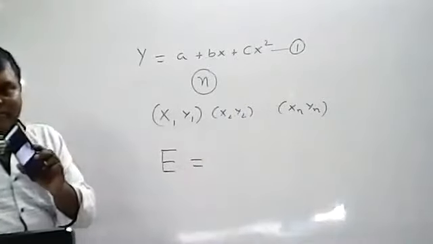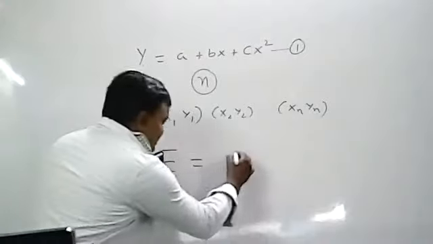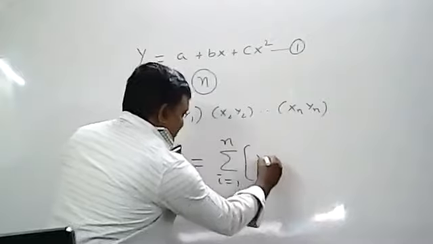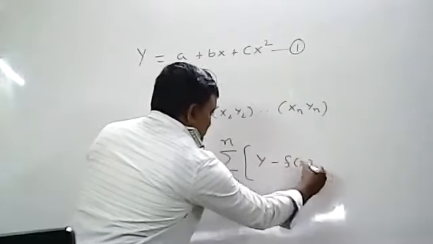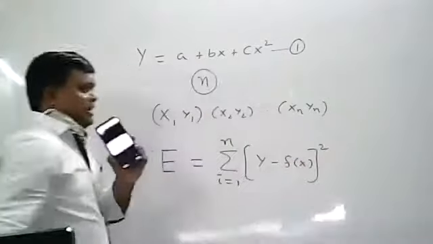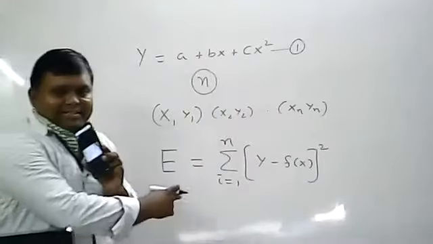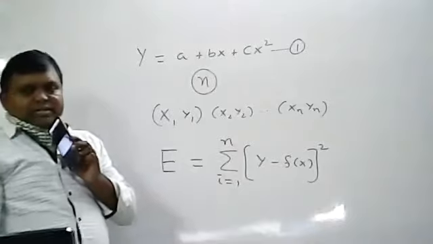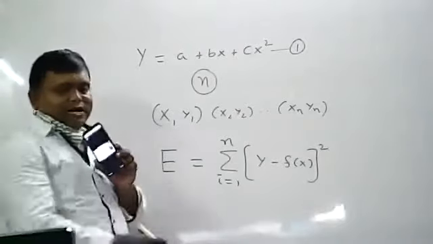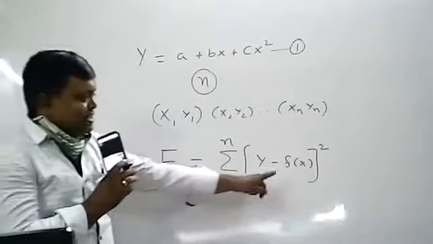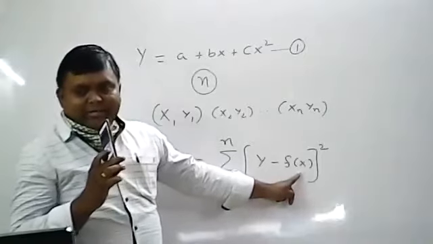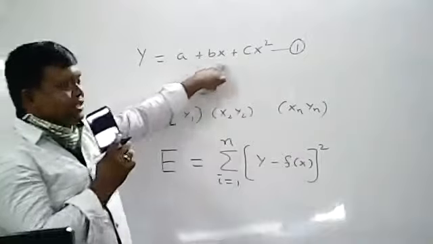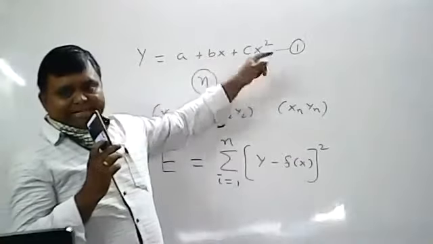So E equal to, yesterday I told the formula. The E formula is summation i equal to 1 to n, y minus f of x, whole square. This is the general formula for all curve fitting. Yesterday, in place of f of x, you took a straight line, that means a plus bx. Now, in place of f of x, you have to take a plus bx plus cx square.